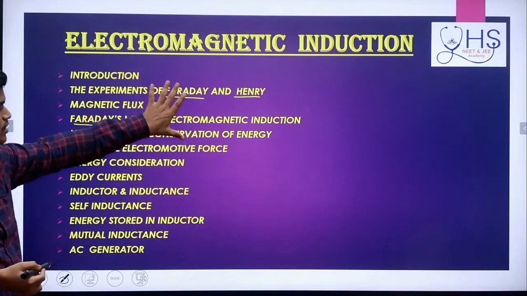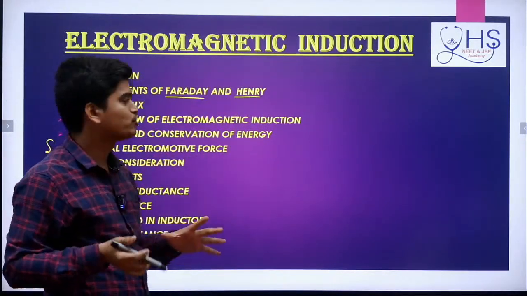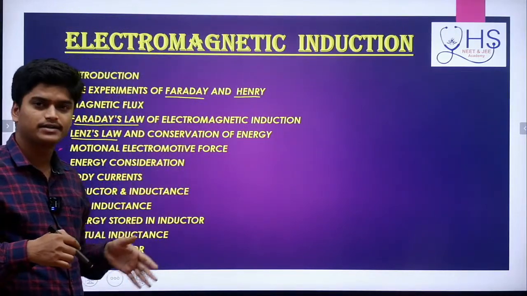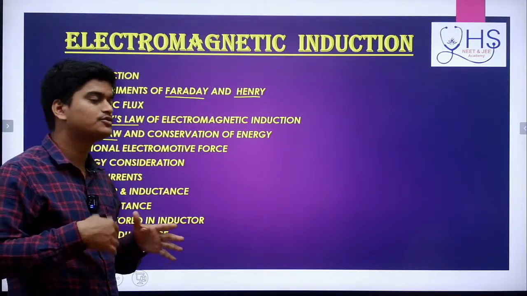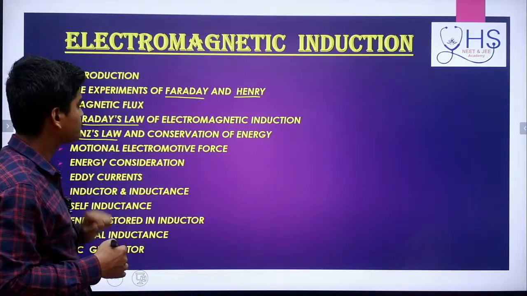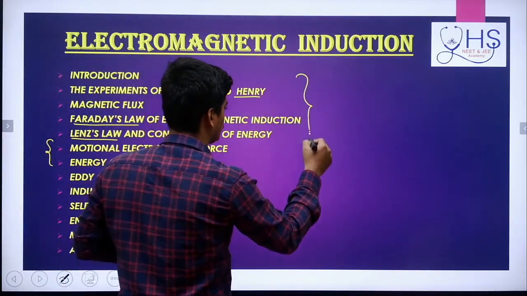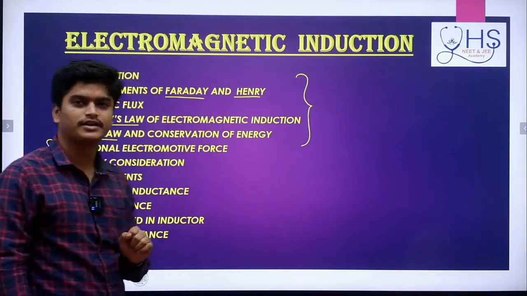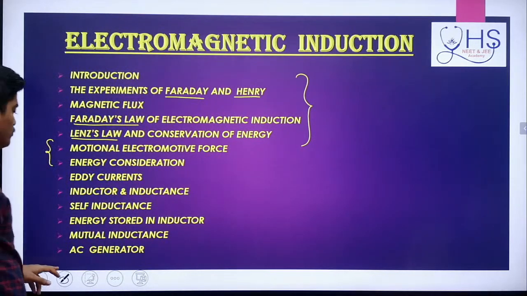So if we talk about this, the basic idea is that if there is a relative motion between a coil and a magnet, then what will happen? There will be an induced EMF or induced current produced in the coil. This was the basic idea. Now we will try to solve some multiple choice questions based on this, on whatever we completed already in lecture 1 and lecture 2. So let's move on to that.